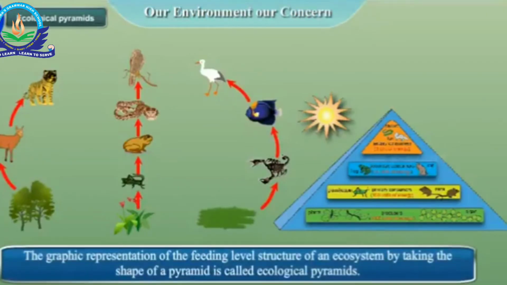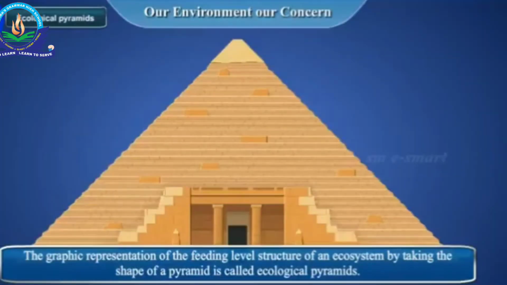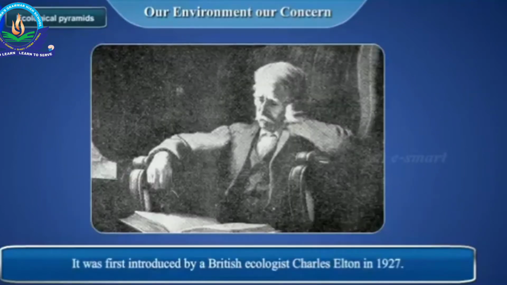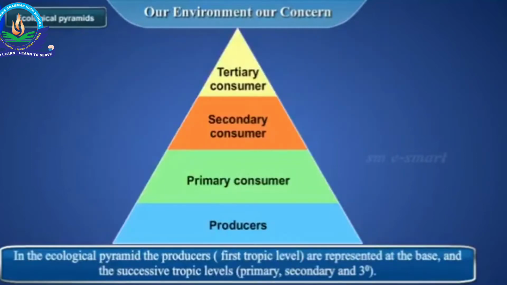The representation of the feeding level structure of an ecosystem by taking the shape of a pyramid is called ecological pyramids. It was first introduced by a British ecologist, Charles Elton, in 1927. In the ecological pyramid, the producers, that is, the first trophic level, are represented at the base, and the successive trophic levels, that is, primary, secondary, and tertiary.